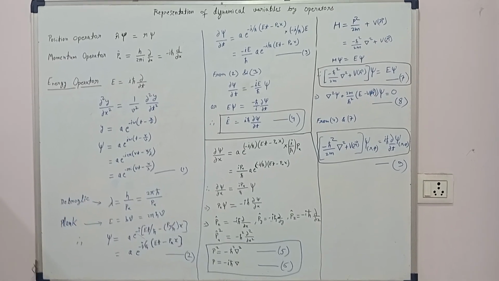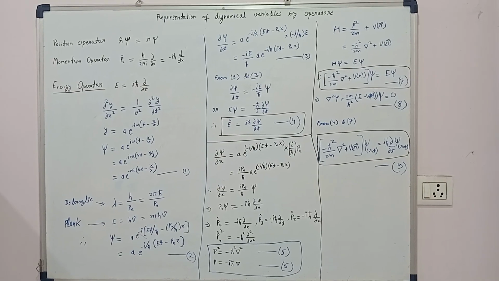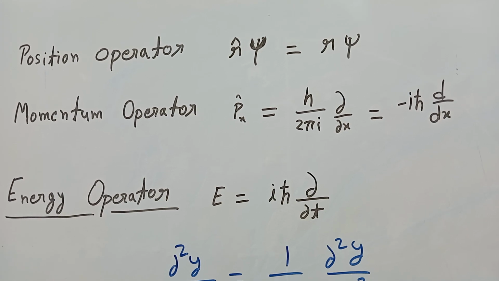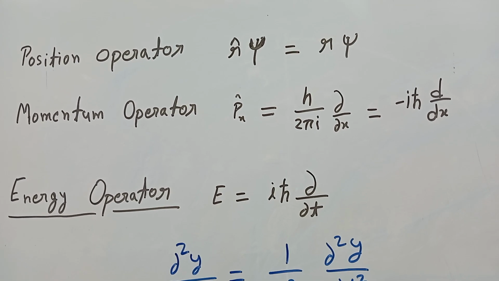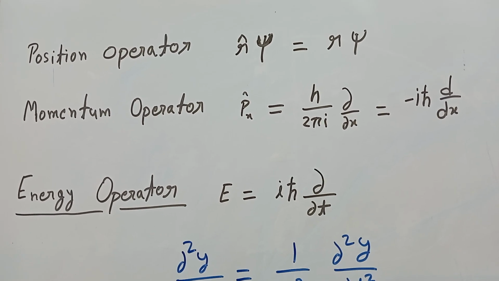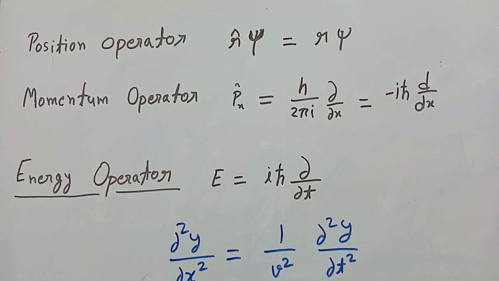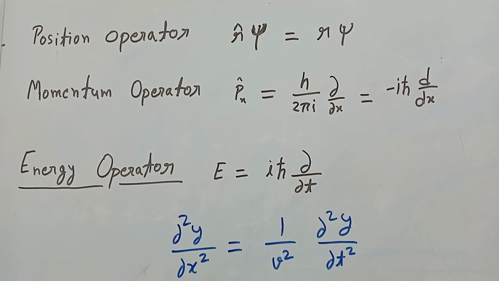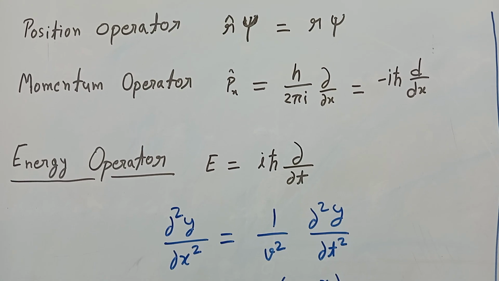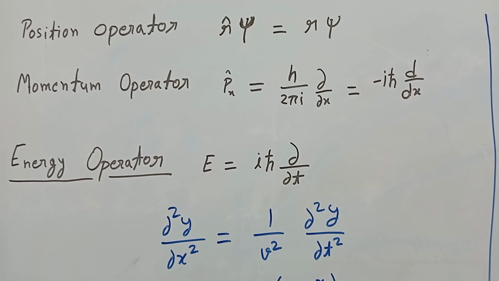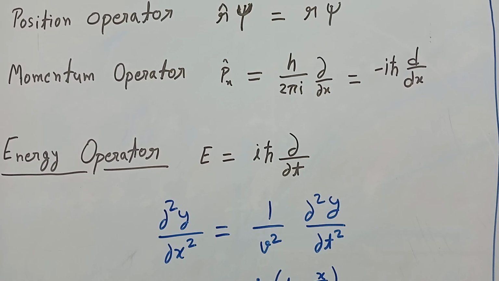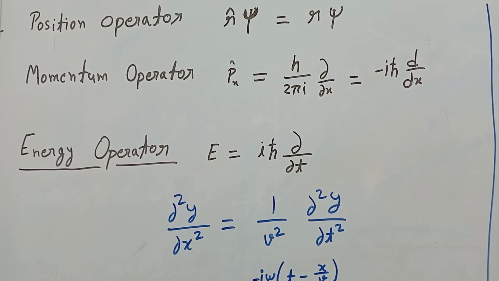Representation of dynamical variables by operators. Position operator is represented as r cap psi, which is equal to r into psi. That means position vector r is simply multiplied with the wave function. Momentum operator, say in x direction, p cap is h by 2 pi i del by del x, or minus i h cut d by dx.